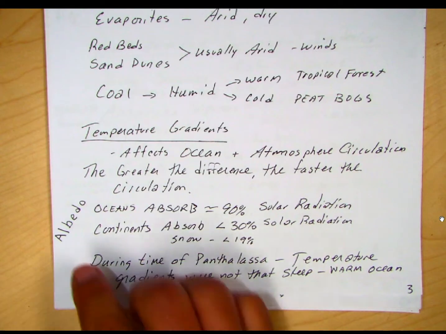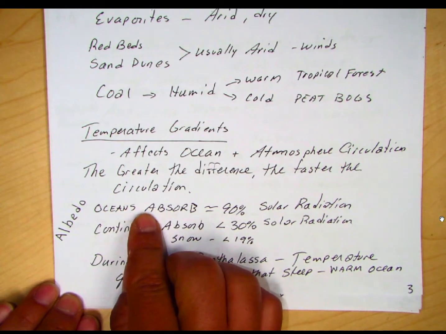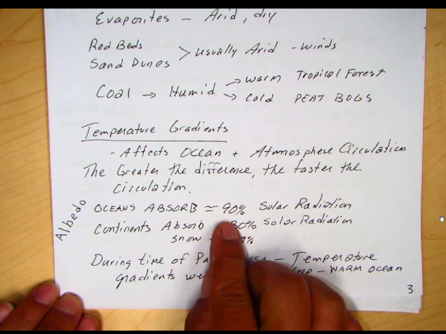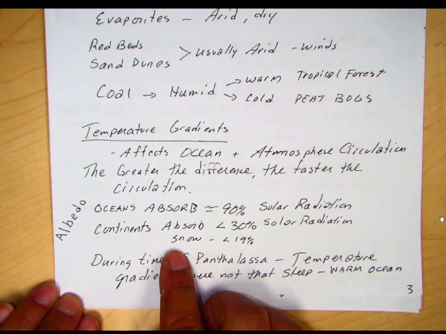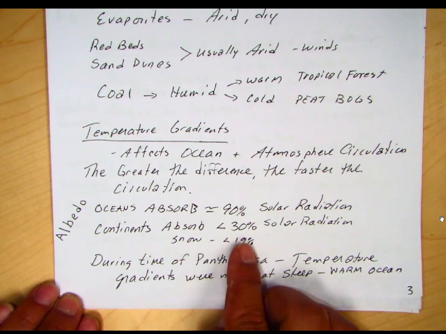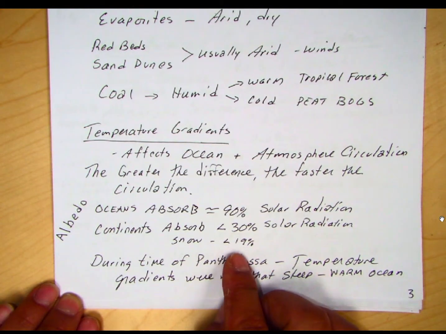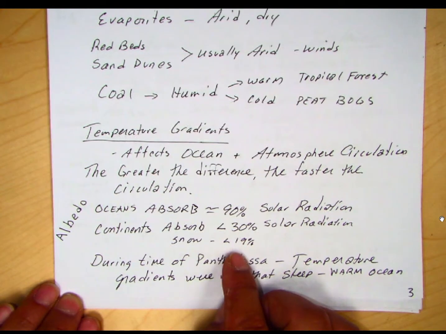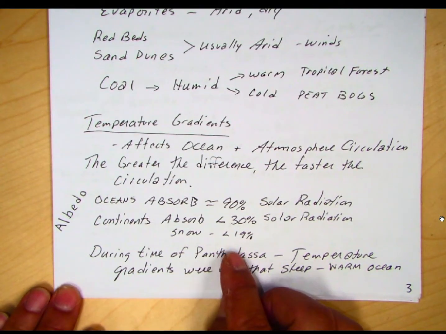So remember, albedo is the reflectivity of material. Oceans have a pretty low albedo. They absorb about 90% of solar radiation. Continents have a little bit higher albedo. They're only absorbing about 30% of solar radiation. Snow has a very high albedo, so it absorbs much less than that. So snow can reflect a lot of sunlight.